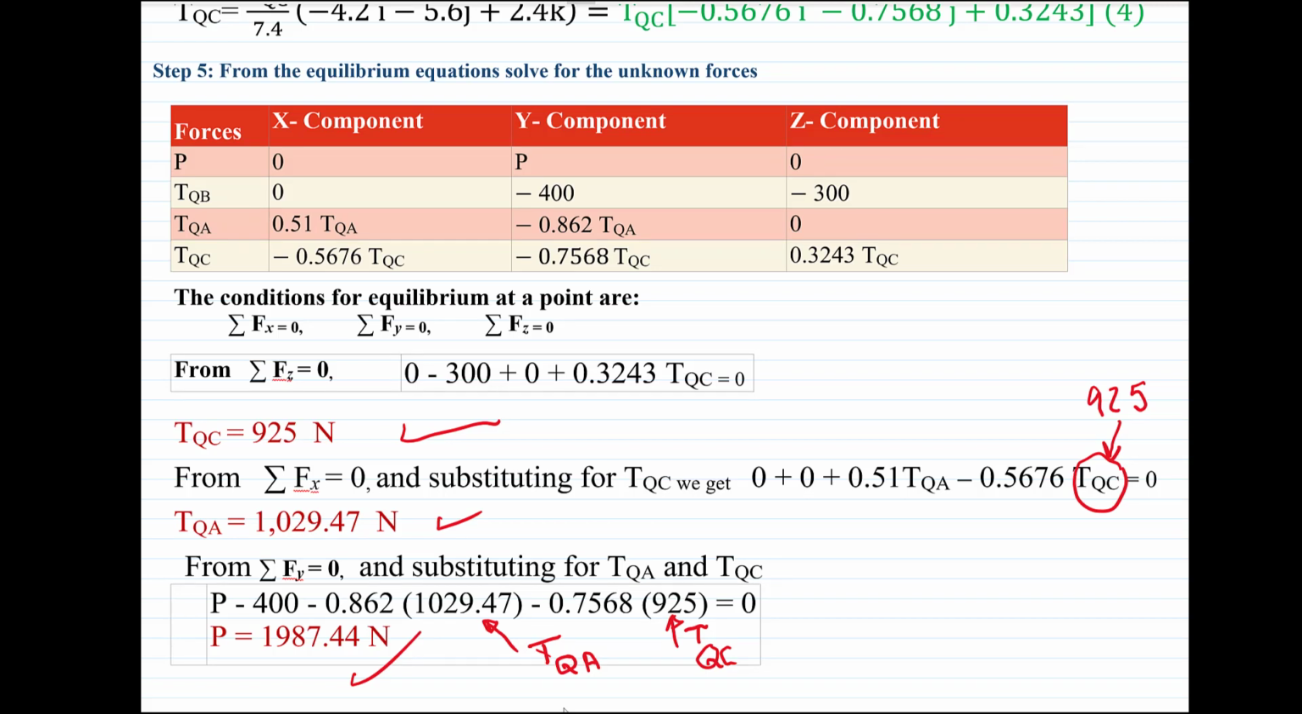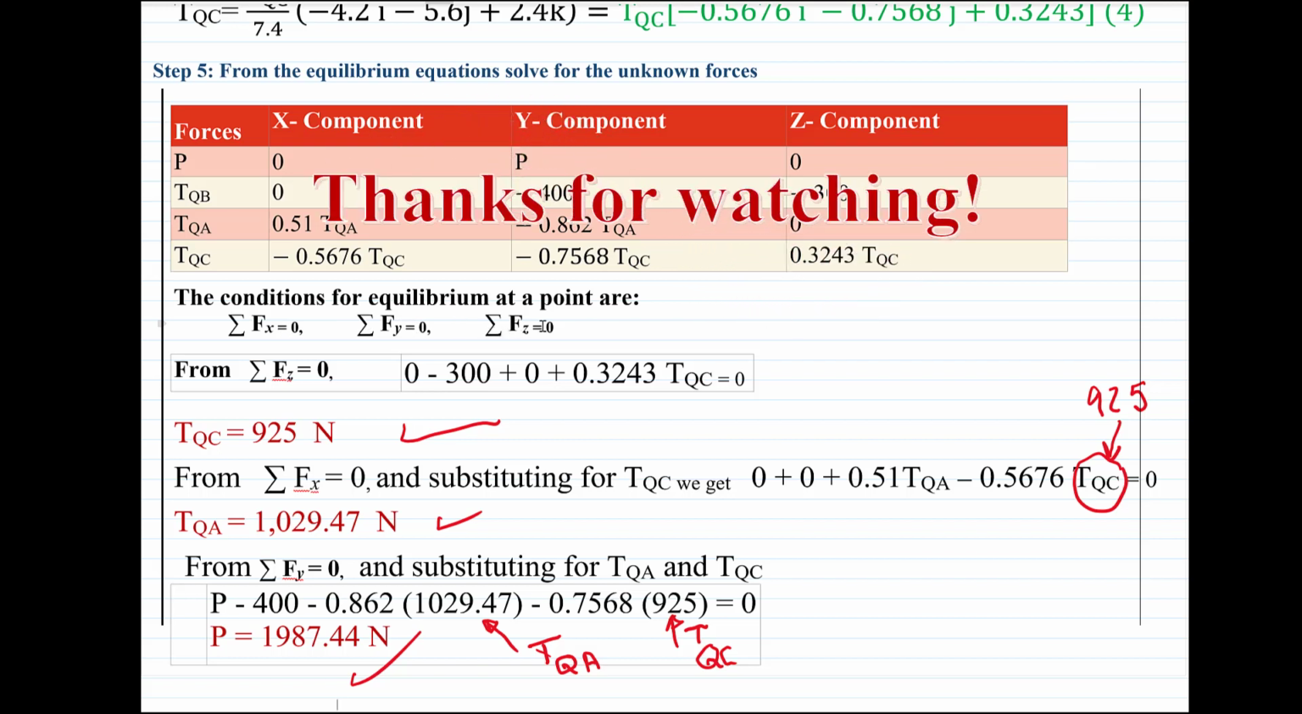As you can see from this example, it's a systematic approach. The most important part is to determine the position of each point in space, and you calculate the lambda vector for each link or each cable. After that, you multiply by the value of the force in each cable, and then you calculate the x component, y component, and z component. Then you solve the condition for equilibrium, which mainly is sigma forces in x equals 0, sigma forces in y equals 0, sigma forces in z equals 0.